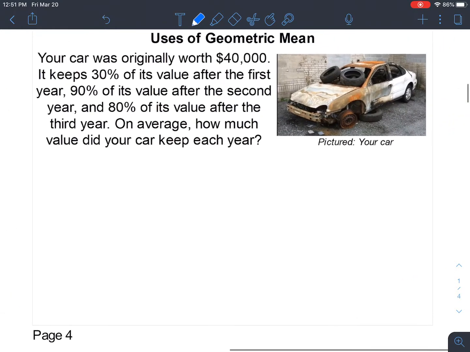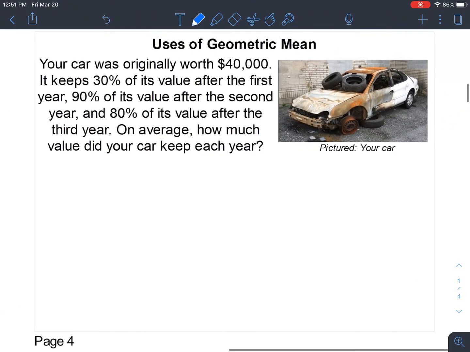Now, another important use for the geometric mean is going to be when we're talking about what percentage is something changing. So, no, that's not actually your car, although I do think it's still kind of funny. Your car is originally worth $40,000. We're going to say that you keep 30% of its value after the first year, 90% after the second, and then 80% after the third. And we want to find the average percent value that your car kept each year.